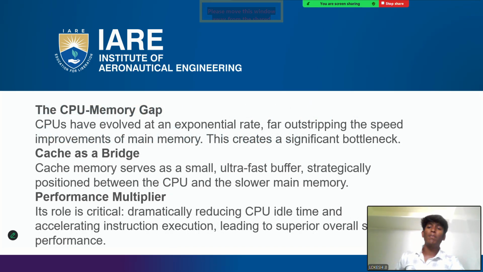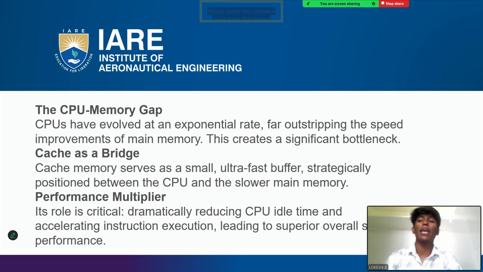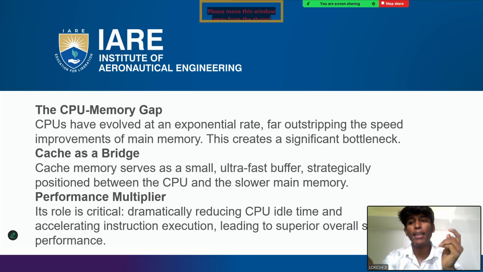So, the CPU-memory gap. CPUs have evolved at an exponential rate, far outstripping the speed improvements of main memory. This creates a significant bottleneck that cache acts as a bridge for. Cache memory serves as a small, ultra-fast buffer, strategically positioned between the CPU and the slower main memory.